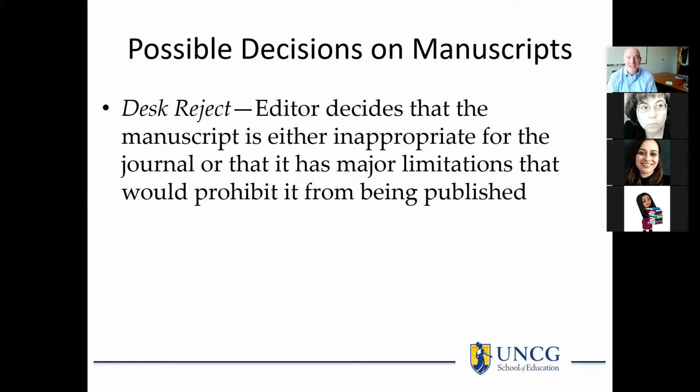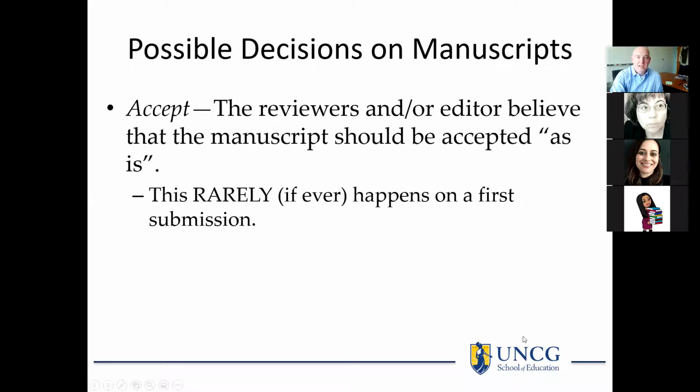So if there's a major methodological flaw that I can see, that I know the reviewers are going to pick up on, that might be a reason for a desk reject. Sometimes I will notice something that I think the reviewers will nail you on, but at the same time, I think it's fixable. So sometimes I'll desk reject, tell you to fix it, and then allow you to resubmit it as a new manuscript.